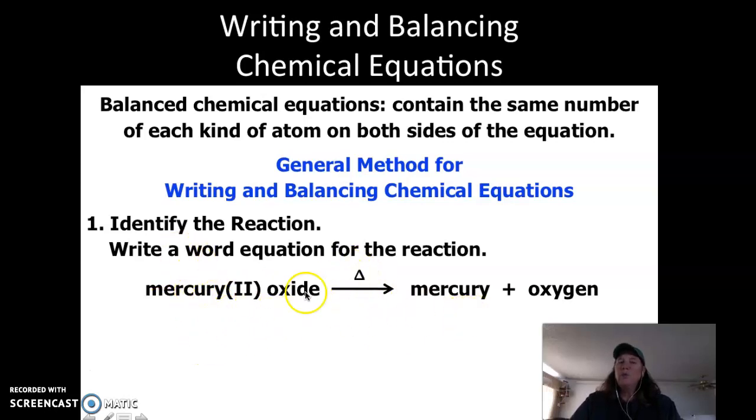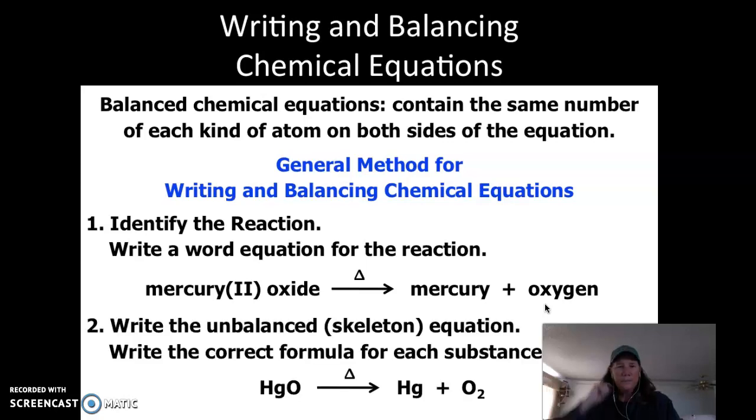Now what we have to do is change these words into symbols. Mercury II oxide. Well, mercury is +2, oxygen's -2, so that'd just be HgO. Mercury is Hg. And then oxygen's one of those diatomics. Remember, there's 7 diatomic elements. When they're by themselves, in their pure form, there's always 2 of them. And oxygen happens to be one of those. So we're going to rewrite them.